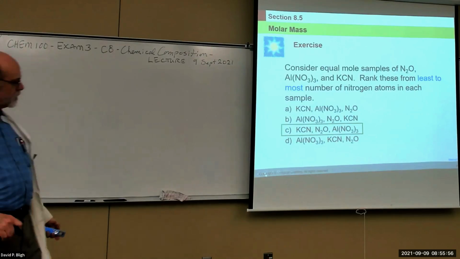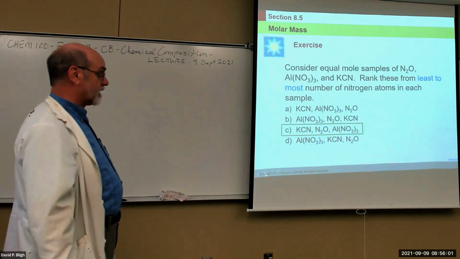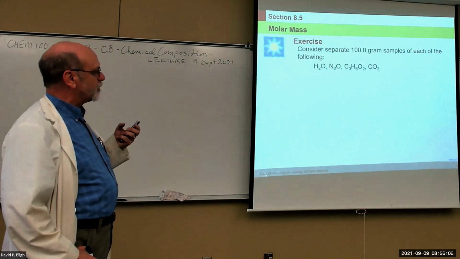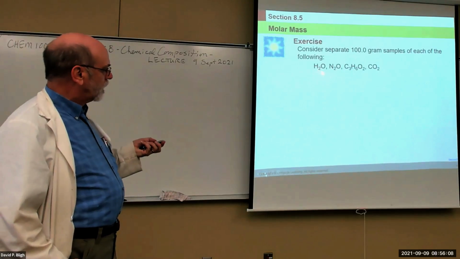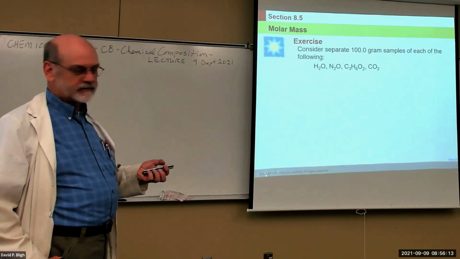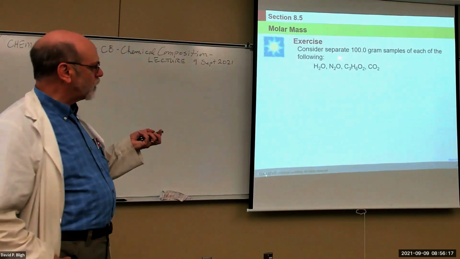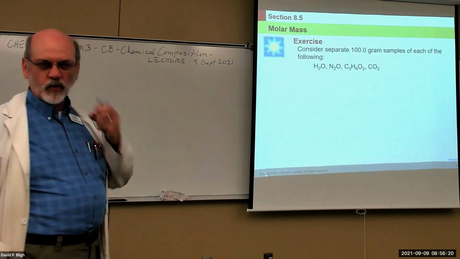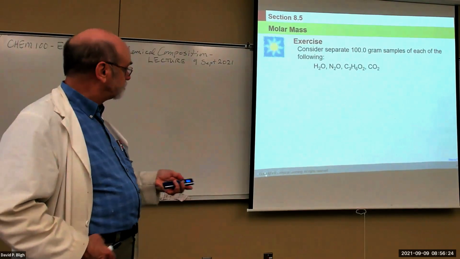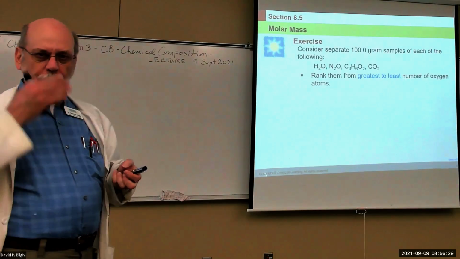All right, I need to get a move on here. So I've got a couple of topics to get through that I haven't even got to yet. So we have a 100-gram sample of each of the following: water, dinitrogen monoxide, this one is propionic acid, and carbon dioxide. So you don't need to know how to name this one. This is an organic compound, and we haven't covered naming organics here, so don't worry about that. Greatest to least number of oxygen atoms.